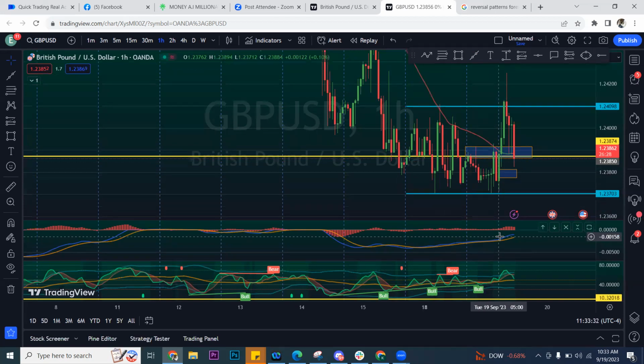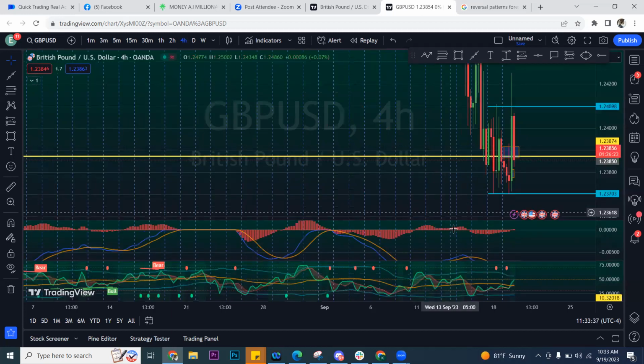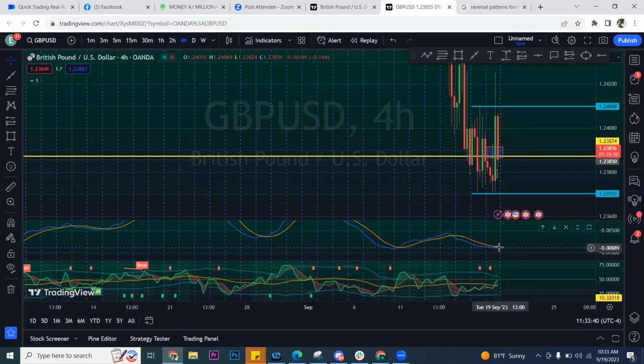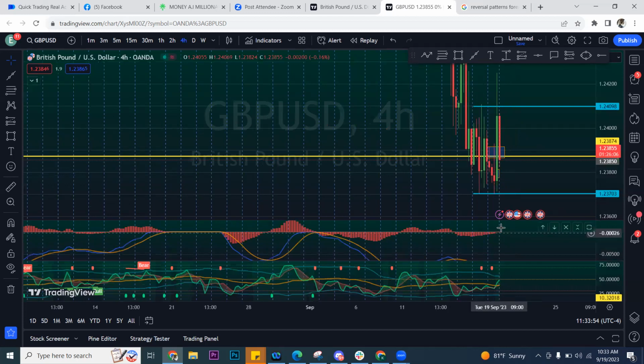Now, I'm going to go to the 4-hour time frame really quick. I'm seeing here momentum is starting to cross to the upside. This is why I'm basing my trades as a buy overall. Momentum is about to shift to the upside on the higher time frames. We got a squeeze right here on the 4-hour time frame, which stands for a breakout.